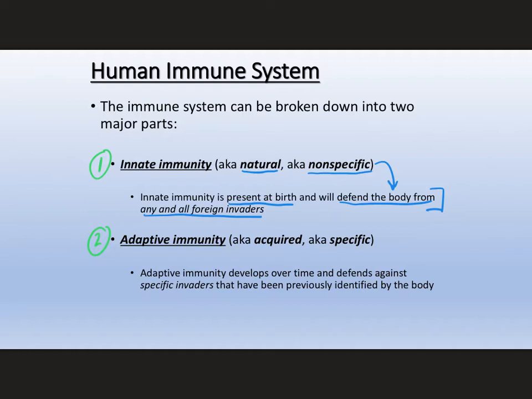Now, on the other side, you've got your adaptive immunity. Adaptive is sometimes referred to as acquired or specific immunity. Again, these are good names because adaptive immunity develops over time, or adapts, and must be acquired. It defends against specific invaders that the body has previously identified. So this is a very interesting concept, and one that we're going to talk about in terms of viral infection like we're looking at right now.